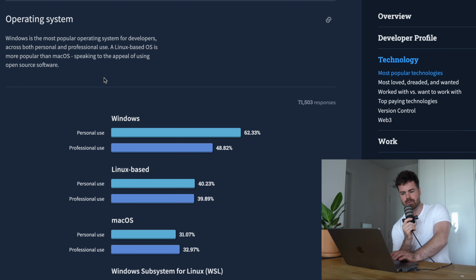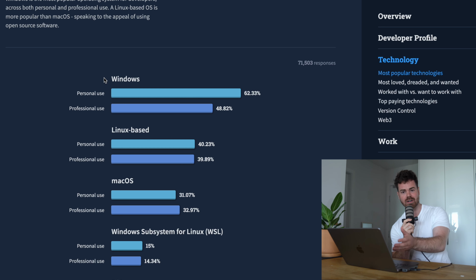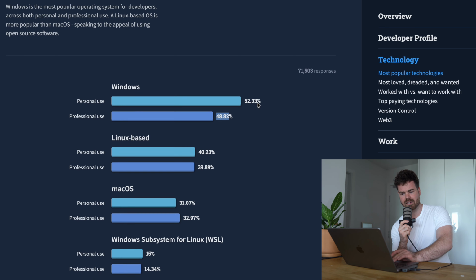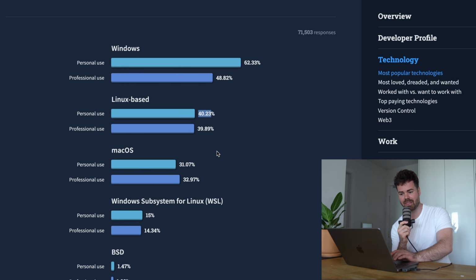The interesting thing for me with operating systems here is that I assumed, this is an assumption from me, that Mac would be the reigning champ. It is what I use. It is what I've used for my entire career. I haven't been exposed to many places that are primarily Windows-based shops. And that might be because I'm just stuck to web development for the majority of my career. But we can see here, out of 71,000 responses for personal use, 62% use Windows. And then for professional use, we have 48%. Linux is also beating out Mac OS here with 40% and 39% for personal and professional. And then Mac OS coming in at 31% of responses for personal use and 32% for professional use.